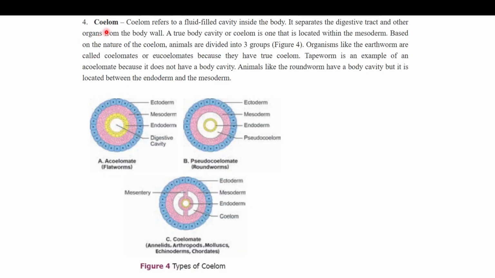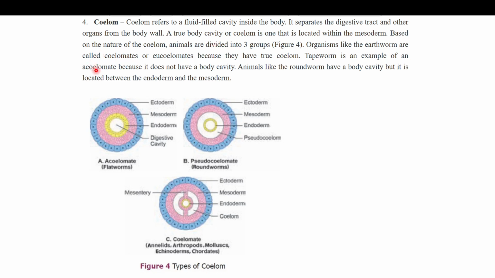Now we will talk about the body cavity. Coelom refers to a fluid-filled cavity inside the body. It separates the digestive tract and other organs from the body wall. A coelom, or true body cavity, is located within the mesodermal layer. Organisms like the earthworm are coelomates or eucoelomates because they have a true coelom.